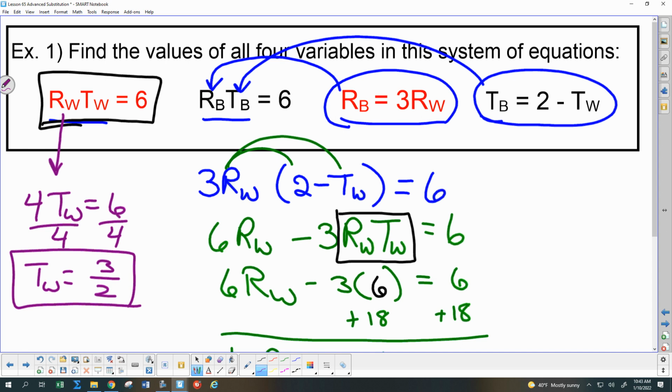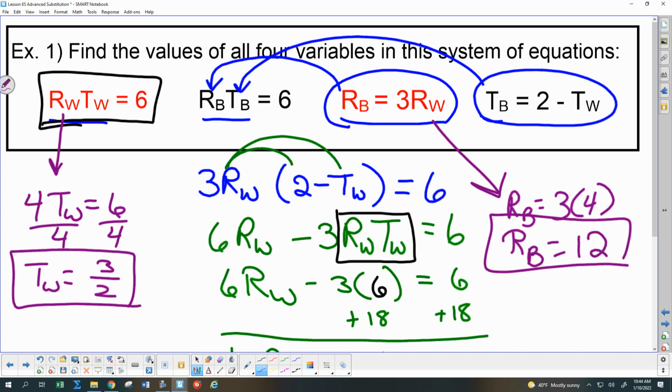I could also say, since I know that RW is 4, I could take this one right here, and I could say that RB is 3 times that 4. So I could say that RB has to be 12. That means I have RW, TW, and RB. I just still need TB. Well, TB, I could do this either of two ways. I could either do TB as 2 minus 3 halves, or I know that RBTB is 6, and I could put the 12 in there.